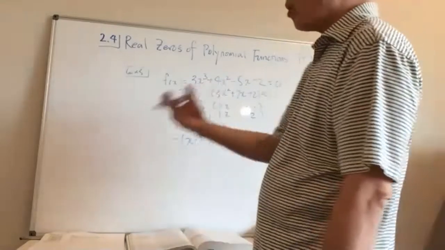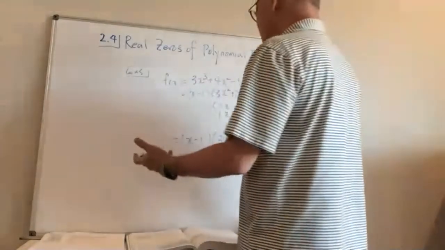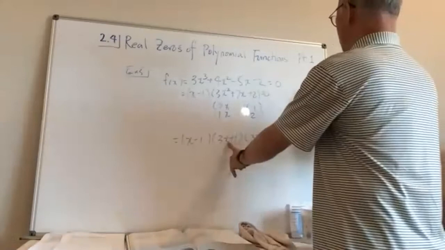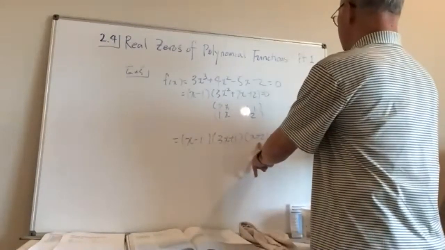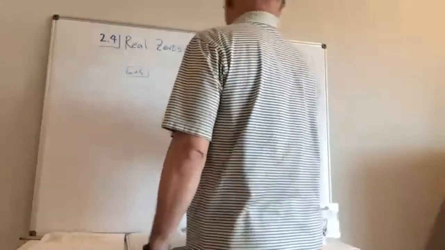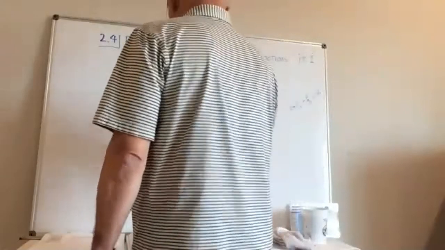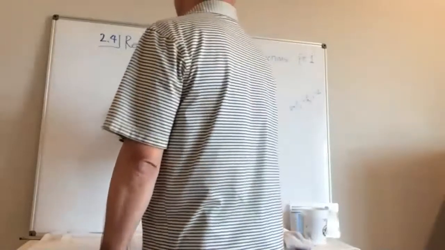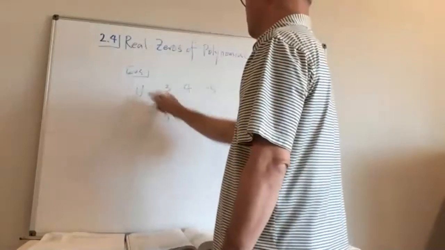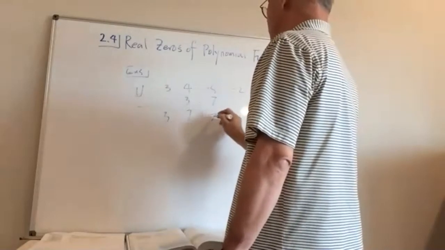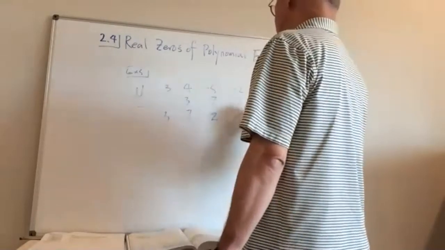Okay, or I could have continued on with synthetic division, right? So what do I have? I have x equal to 1, negative 1/3, negative 2. So let's see if I can continue to do the synthetic division. I had 3, 4, negative 5, negative 2. And I had already done the 1, because I knew that was going to work. So I did 3, 3, 7. 1 times 7 is 7. 2, so I have 2 here. 1 times 2 is 2, equal to 0.